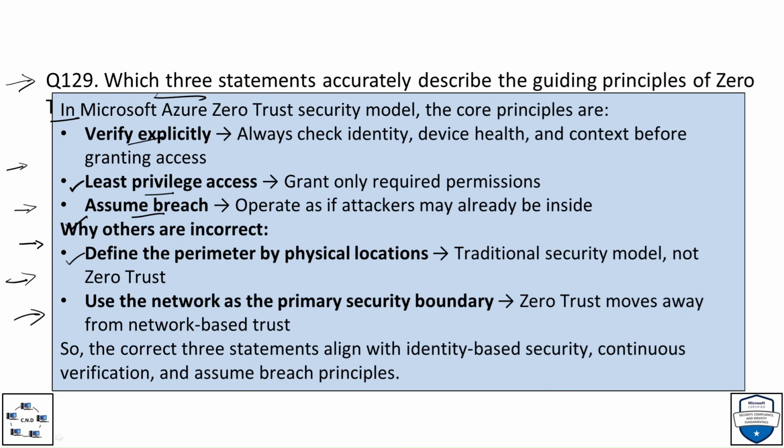So the incorrect options are define the perimeter by physical location. So this is the traditional security model, not zero trust. And use the network as the primary security boundary. So zero trust moves away from network-based trust. So the correct three statements align with identity-based security, continuous verification, and assume breach principles.